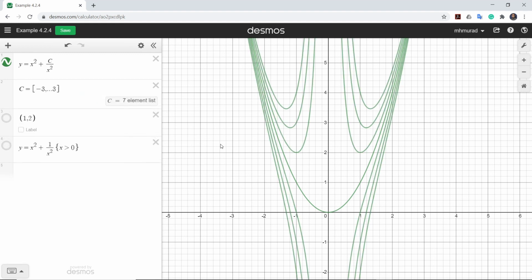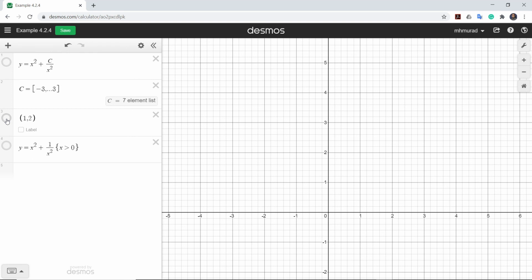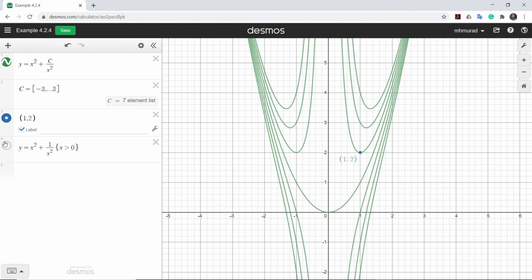Now, in this figure, we superimpose some members of this family of solutions. Now we want to find one solution of this family that passes through the point 1, 2, the initial condition. And we see that the red curve shown here is the solution to the given initial value problem.